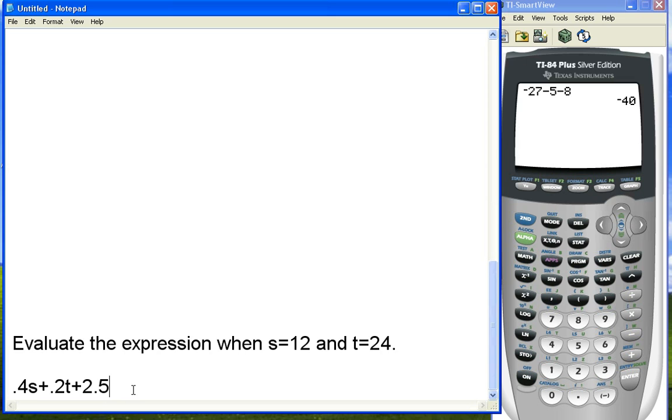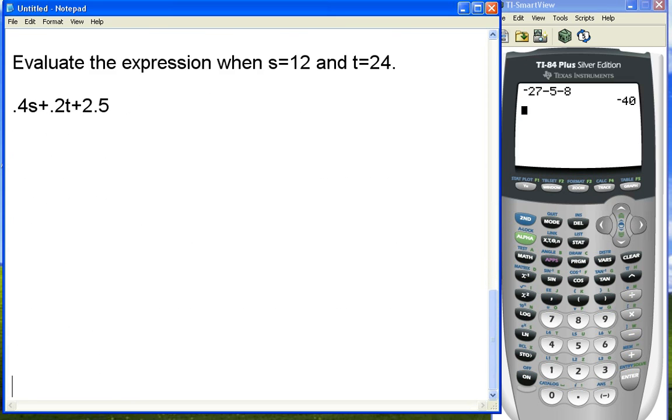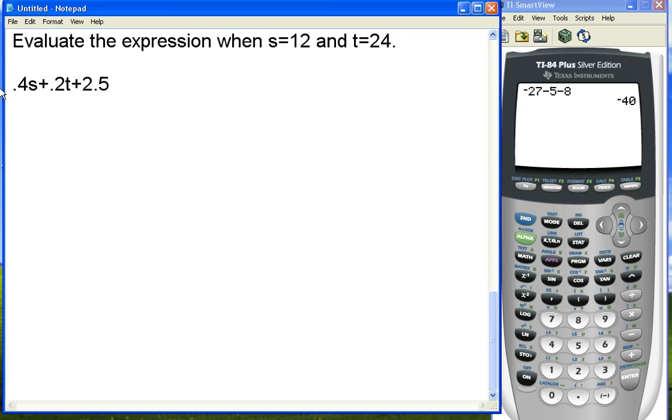So let's look at the very last one. Evaluate the expression when s equals 12 and t equals 24. And now we have some decimals. Sometimes decimals freak you out, but the calculator does it for you. So I'm just going to put 0.4. And then up here, s equals 12. So I'm going to type in 12. Then I have a positive 0.2, so plus 0.2. And t equals 24. So I'm going to type in 24. And then plus 2.5. That just comes straight right from right here. So 0.4s, so 0.4 times 12, plus 0.2t, so 0.2 times 24, plus 2.5.